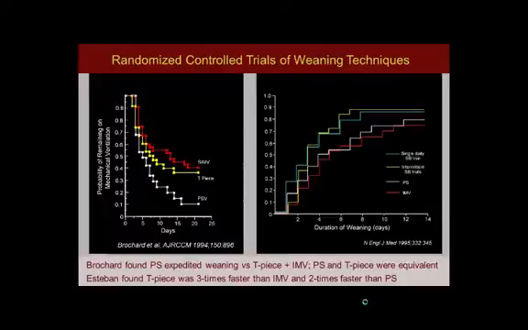The other study was the one that we conducted with people in Spain, and we found that the T-piece weaned patients 3 times faster than IMV and 2 times faster than pressure support. Okay.